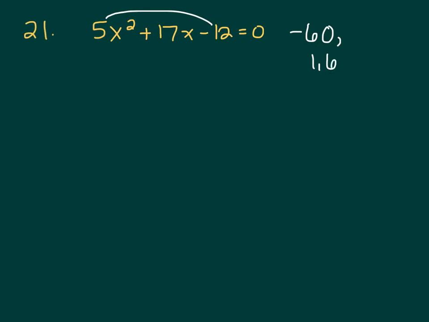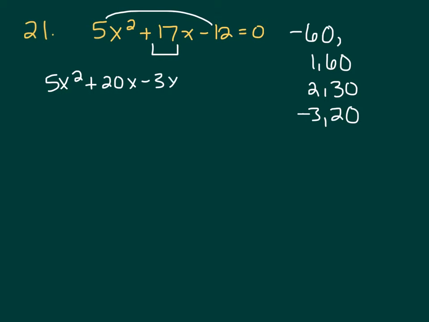So we have 1 and 60, that doesn't work. 2 and 30 doesn't work. 3 and 20, they have a difference of 17. I'm saying difference because actually one of these needs to be negative. In order to give me a positive 17, I want the 3 to be negative. So these two multiply to give me -60 and add to give me 17. So that's what I'm going to split that guy up into so that I can factor by grouping. So I still have my 5x squared, and instead of 17x, I'm going to do plus 20x minus 3x, and then still the minus 12 equal to 0.